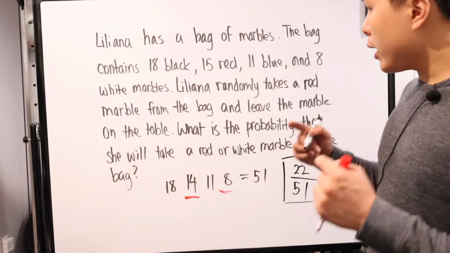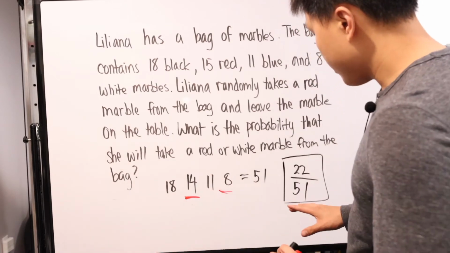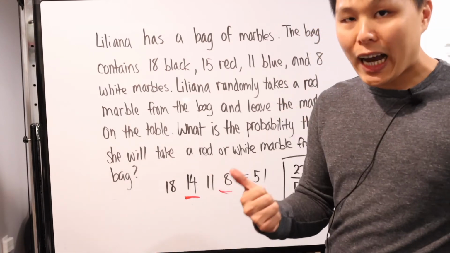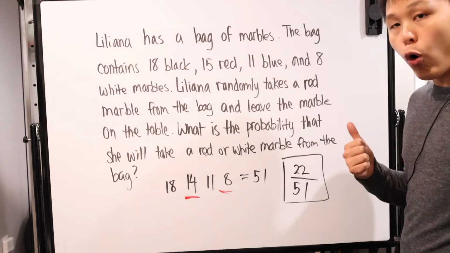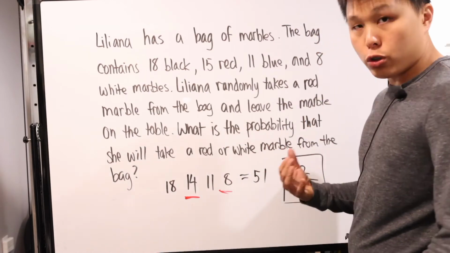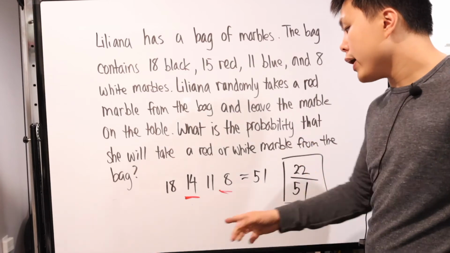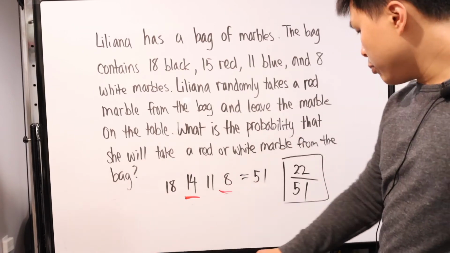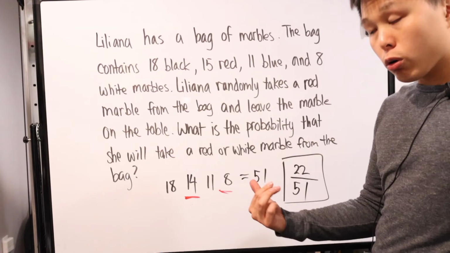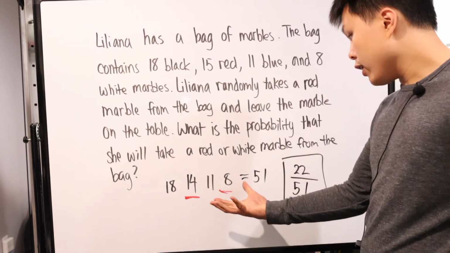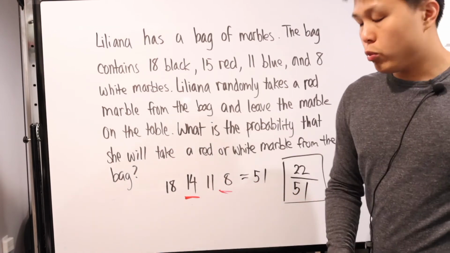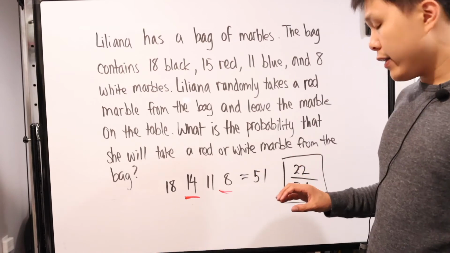Remember that for a probability, in order to find it, it's always your desired outcome over the total population, or the total amount. So your desired one is either a red or a white. These two, add them together, that's your desired. And the total population, everything that's available, goes at the bottom, which is 51. So that's how you find this probability.